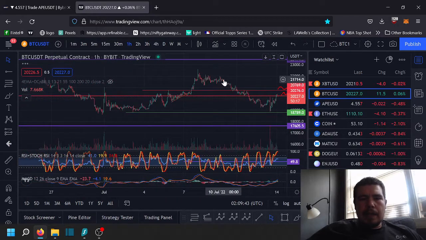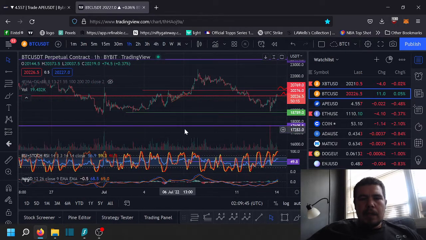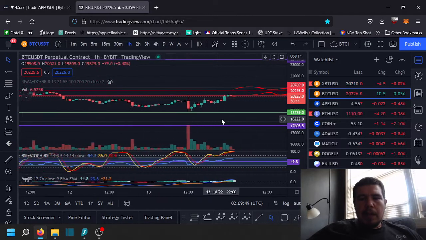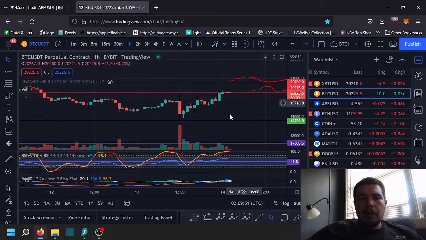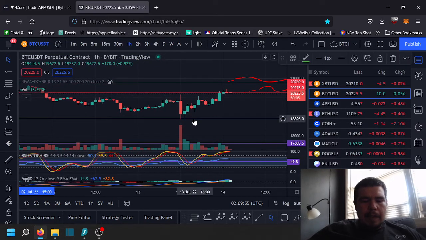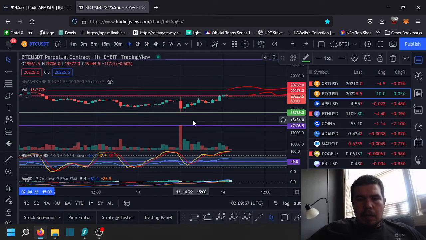But so yeah, as we can see here, this is our major support, the purple one. Our current, if we break this low, so if we break $1, oh, I'm sorry, I moved.